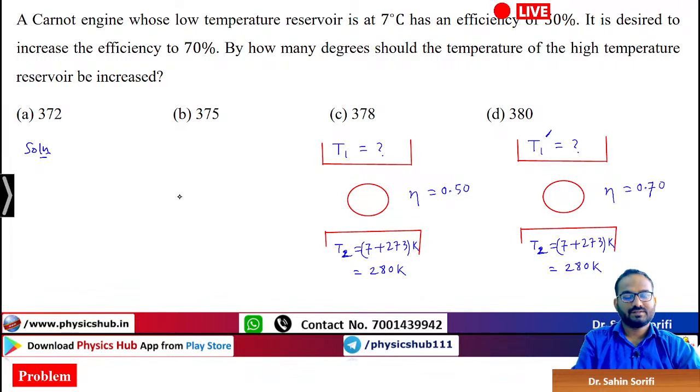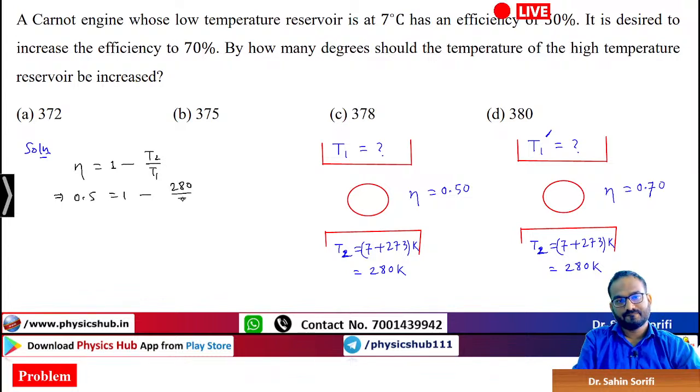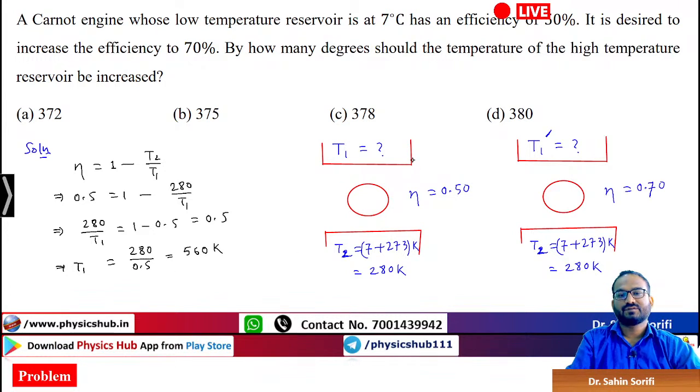So for the first case, you can see eta is equals to 1 minus T2 upon T1. So eta is 0.5. T2 is 280 by T1. So 280 by T1 is equals to 1 minus 0.5, that is 0.5, and hence T1 is equals to 280 by 0.5, so 560 Kelvin. So you have got it, 560 Kelvin.